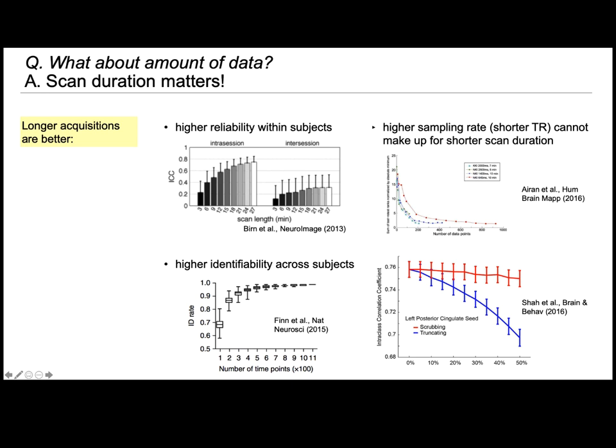Whereas if you're removing your data by truncating, so just lopping off the last X minutes of your scan, that starts to degrade really, really quickly. So there is something about just having the person in the scanner for a certain amount of time. We might hypothesize that this is related to something like dynamics or brain states that they're traversing. We just need to capture enough of those to have a stable representation of people. So to the extent that people can tolerate it, it's nice to have them in the scanner for as long as you can.